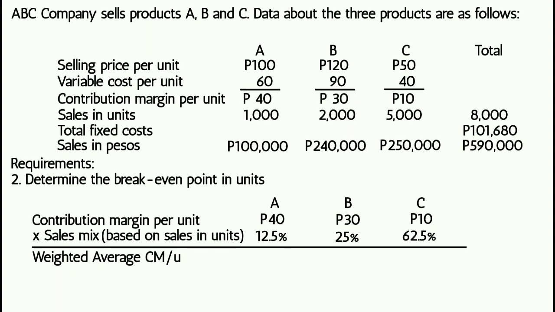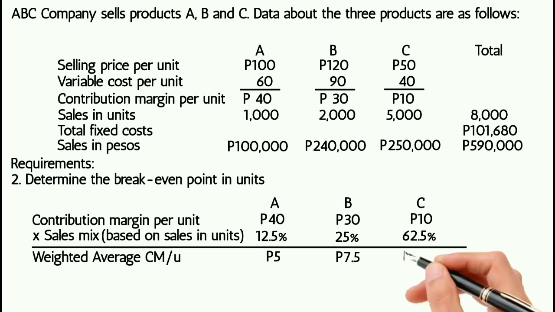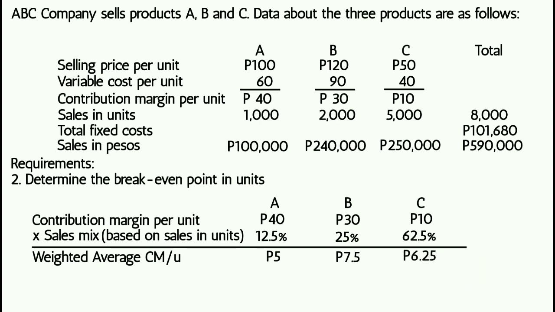Next, imumultiply natin yung CM per unit sa sales mix. 40 pesos times 12.5%, that is equal to 5 pesos. 30 pesos times 25%, that is equal to 7.5 pesos. 10 pesos times 62.5%, that is 6.25 pesos. I-add lang natin yung tatlo at yan na yung weighted average contribution margin per unit. 5 pesos plus 7.5 pesos plus 6.25 pesos, that is equal to 18.75 pesos.